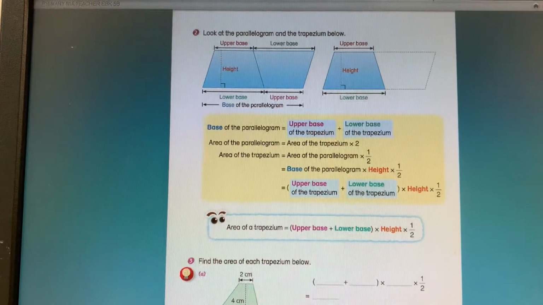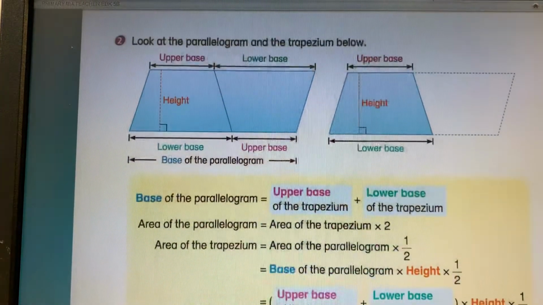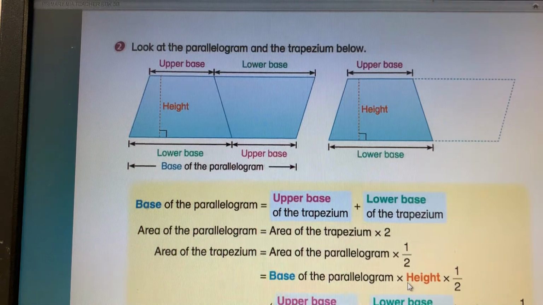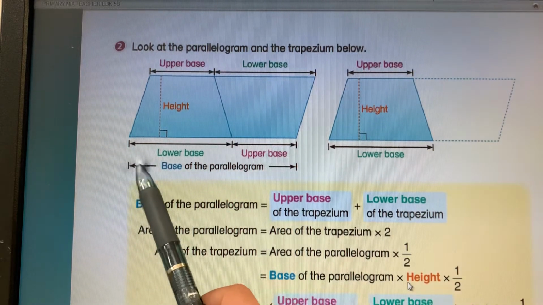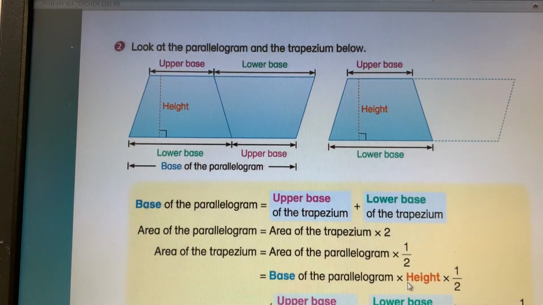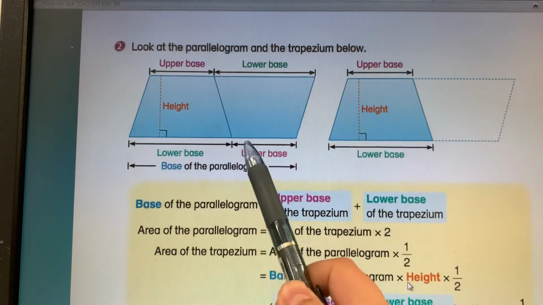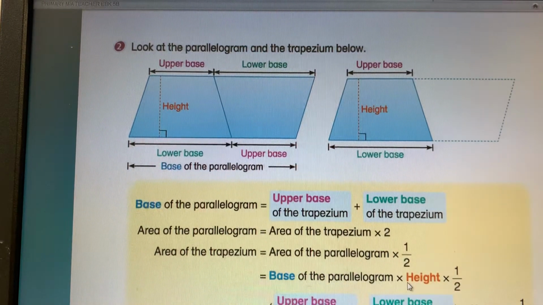Have a look at this picture. You can see this is a parallelogram. For this parallelogram, we can cut it into two identical trapeziums. Identical trapeziums mean they have the same size and shape. If you want to know the base of this parallelogram, simply add up the lower base and upper base. The height of the parallelogram is the same as the height of the trapezium.